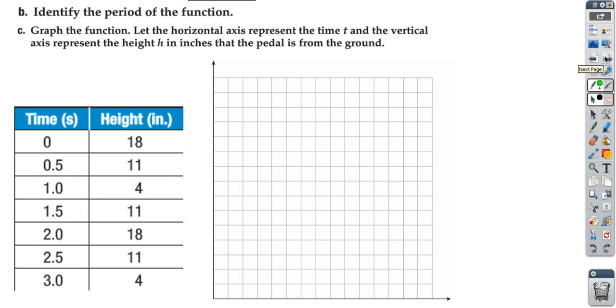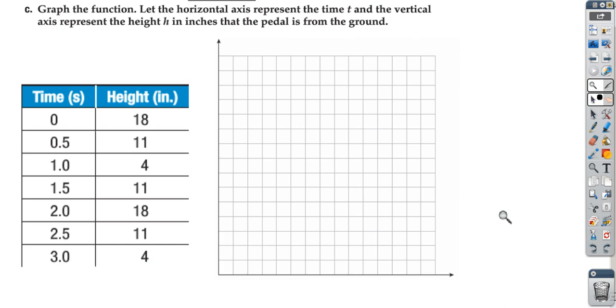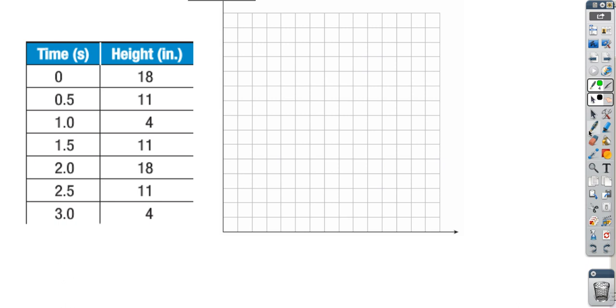Okay, it says identify the period. Well, we said the period is how often it repeats. It repeats every 2 seconds. So we have a period basically of 2 seconds. That's really all we can do. And then we want to graph this function. Let the horizontal axis represent the time, and the vertical axis will be the height. So it looks like we're going from 4 to 18. So this is not going to be drawn to scale, but let's say this is 4, this is 11, and this is 18. Obviously not drawn to scale.